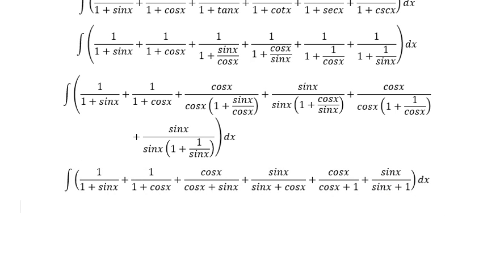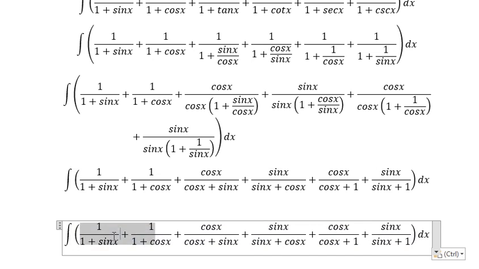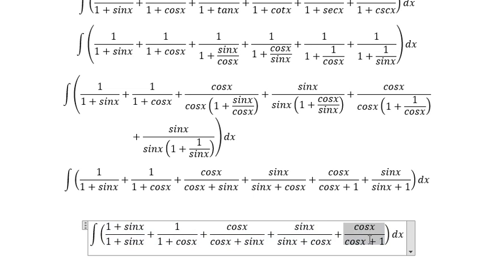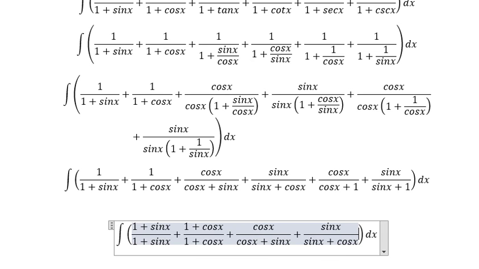Now, this one and this one we combine together. This one and this one we combine together. This one and this one we combine together.